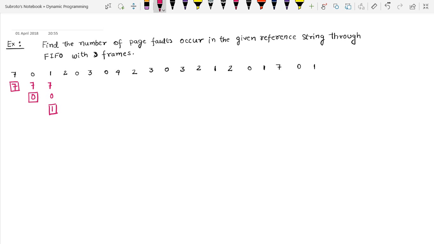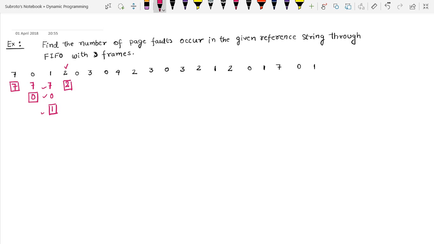Now the other reference string is 2. So in this 7, 0 and 1, 2 is not there. So we have to replace one of these 3 with 2. As 7 is the oldest one, we have to replace 7. So replacing 7 with 2, and since the page fault occurs, we will box 2.